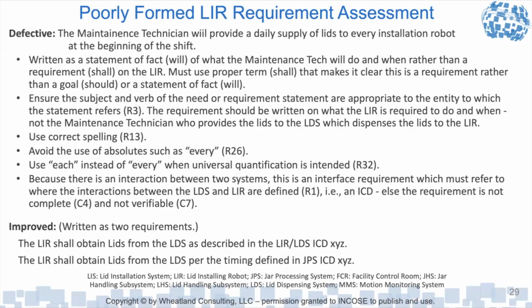In this case, we'll write this as two requirements. The first one says the LIR shall obtain lids from the LDS as described in LAR LDS ICD. And the second one, the LIR shall obtain lids from the LDS per the timing defined in JPS ICD. This is an overall requirement that when designing the robot, it needs to be able to get lids from the lid dispensing system per that timing in order to be able to put the lids on the jars as they appear.